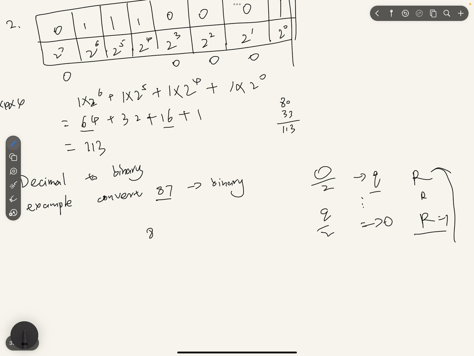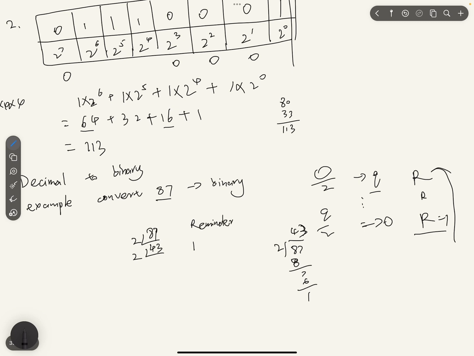So we use 87 divided by 2. If we do it on the side, 87 divided by 2, that will give us 43, and the remainder is 1. So we get 43, and the remainder is 1. That will be R for remainder.